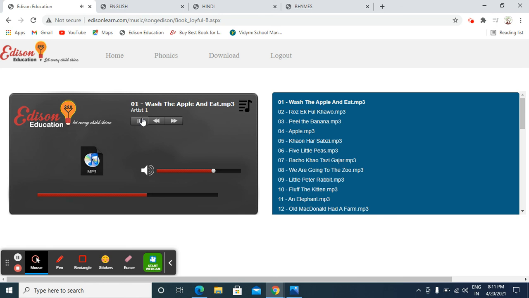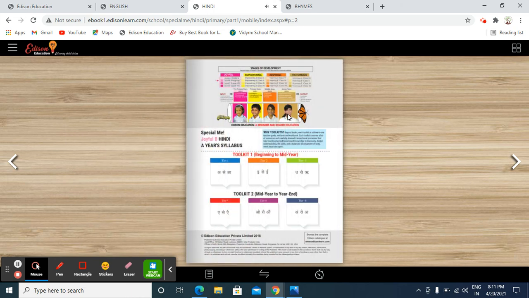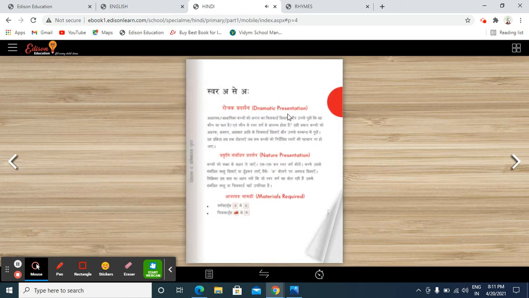So, this was a rhyme. I hope you all enjoyed the rhyme time. Okay, moving on to next. Now we have to open our Hindi books. This is your Hindi booklet, Child centric Hindi Chitra Pustika Perfection Toolkit 1 of 2 Joyful Bee. This is your Hindi book. Open it. Turn the page.